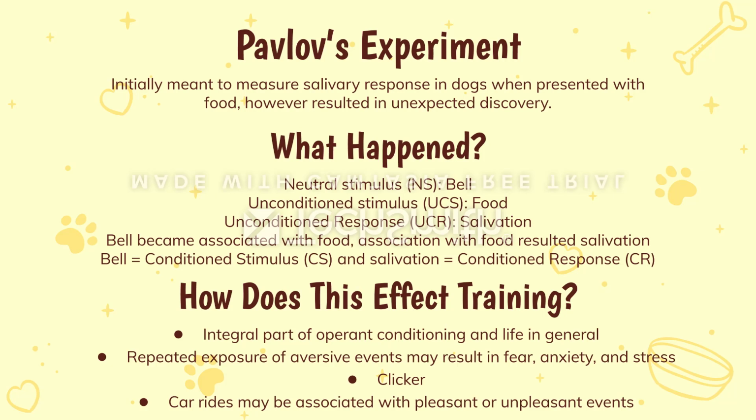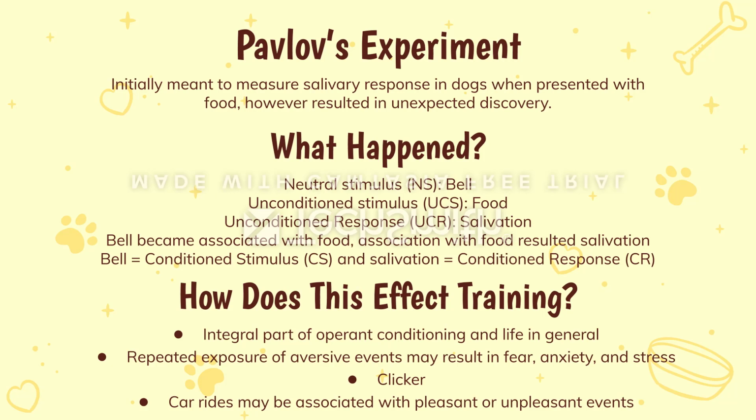Classical conditioning is a really integral part even of operant conditioning and just life in general. Some examples of this would be repeated exposure to aversive events, which can result in fear, anxiety, and stress. When the dog goes to the vet and gets their nails trimmed, the first couple of times they're uncomfortable, maybe the next time they're more uncomfortable, but they push through it. It just continues to become this association of when my feet are touched, things I hate happen, and now it's really scary.